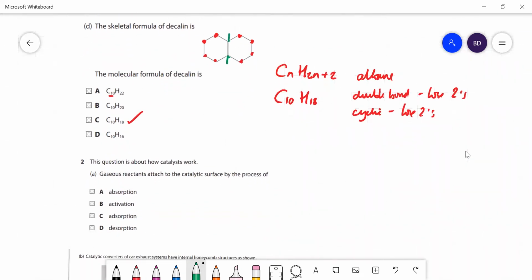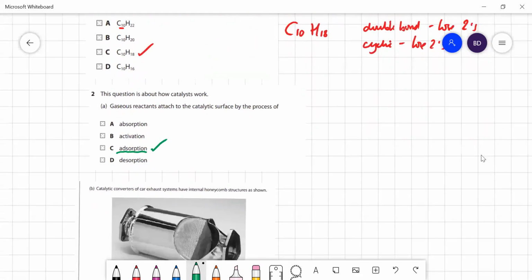The question is about how catalysts work. Gaseous reactants attach to the catalytic surface by the process of, it's not absorption, it's adsorption, this one here. Be careful. Okay, and then desorption, of course, is when they detach from the catalytic surface.